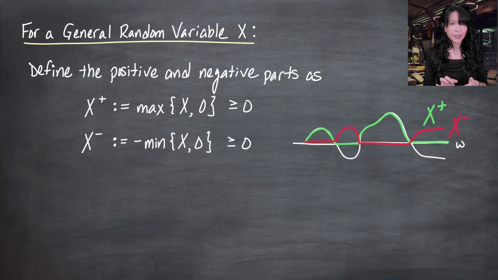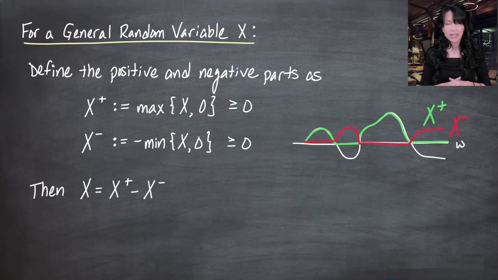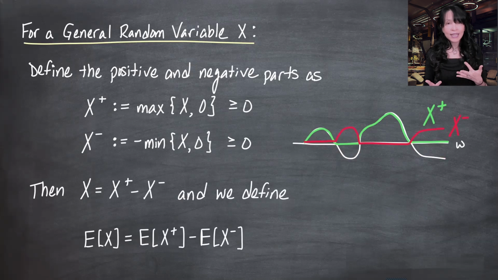Both X plus and X minus are non-negative, but we can get X back easily by subtracting. You can get the original white curve back by taking the green curve minus the red curve, and both of these are non-negative. Now, expectation is a linear operator, so we can run the expectation through here, and we get the expected value of X by taking the expected value of X plus minus the expected value of X minus. Both of these expectations are covered by our previous work for non-negative random variables, so we now know how to compute an expected value for a general random variable.